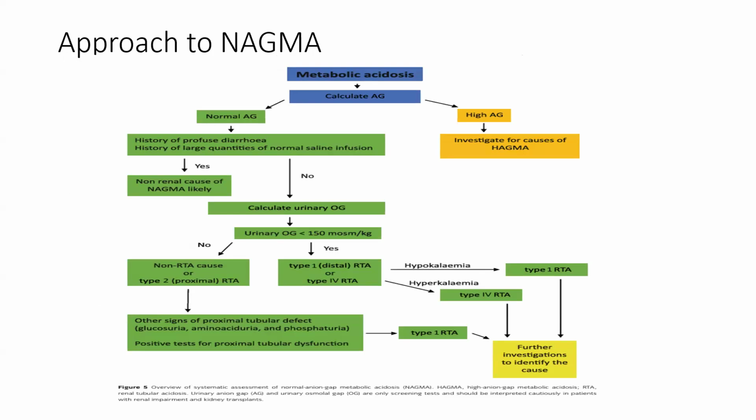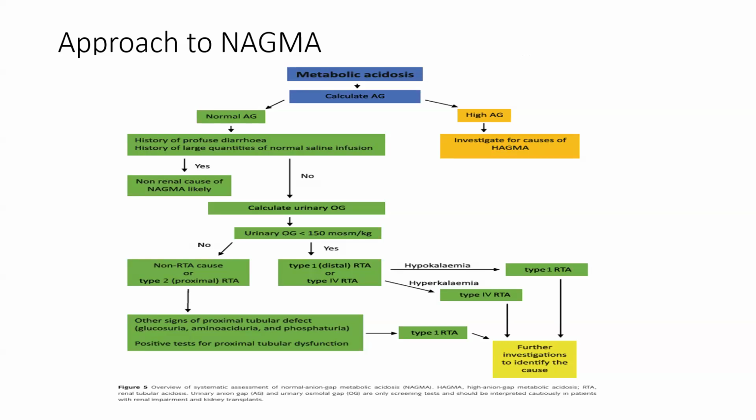So if we have calculated anion gap and if it is normal, then we need to see whether the patient has history like profuse diarrhea or whether there is a history of large quantity of normal saline infusion. If the answer of this question is yes, then the non-renal causes of NAGMA. If the answer of this question is no, then we need to calculate the urinary anion gap. How to calculate urinary anion gap?